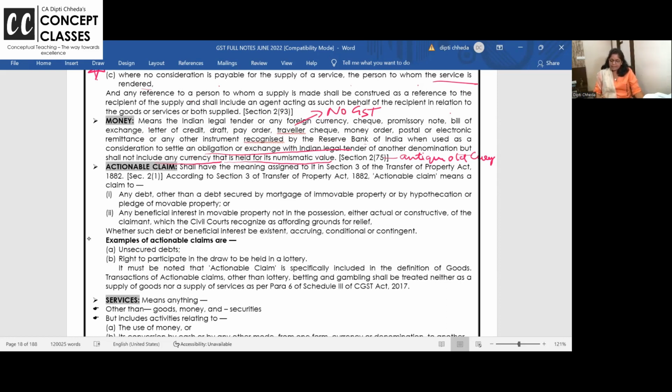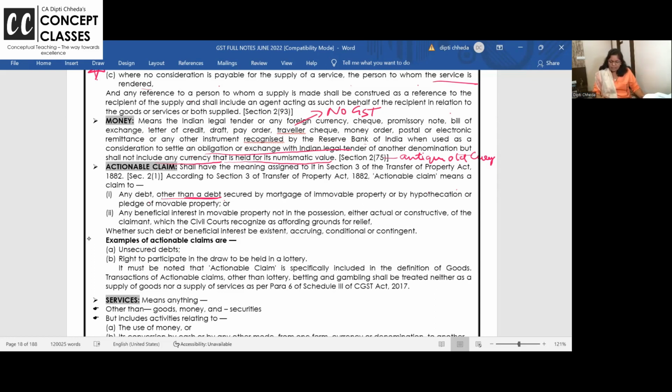Actionable claim has the definition, let's read it first, then I'll explain the meaning. Same meaning as assigned in the Transfer of Property Act. Actionable claim means the claim to any debt other than debt secured by mortgage of immovable property, hypothecation. That is not included. Other than. So an actionable claim cannot be said if you have mortgaged the house and I've given you the loan. Now whether GST will apply on that or not.